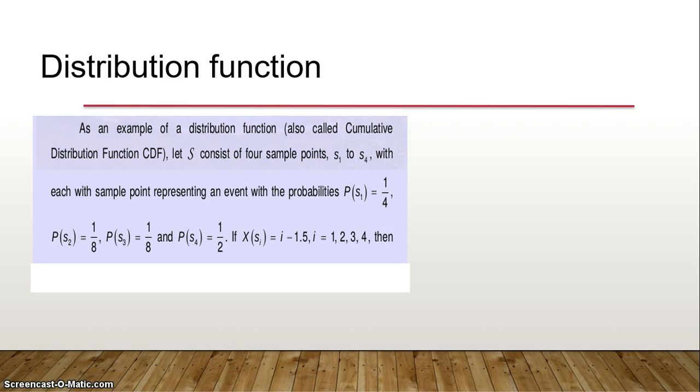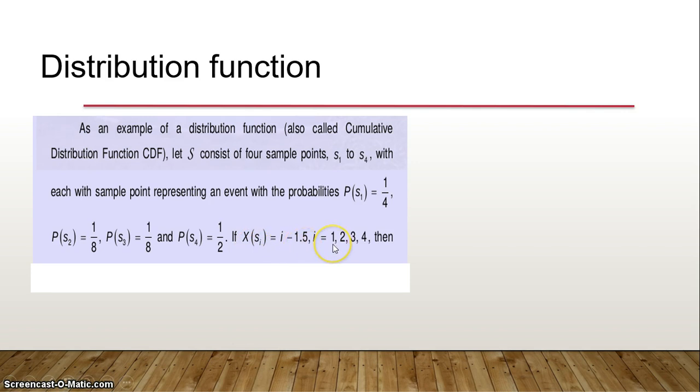So coming to a small example again. Let us take S1 to S4 as 4 sample points, with each sample point representing an event with probability. For example, discrete probabilities are taken: P of S1 as 1 by 4, 1 by 8, 1 by 8 and also 1 by 2. So if I have 4 different probabilities and I have to calculate X of Si, this is a function now. If capital X of Si is equal to i minus 1.5.